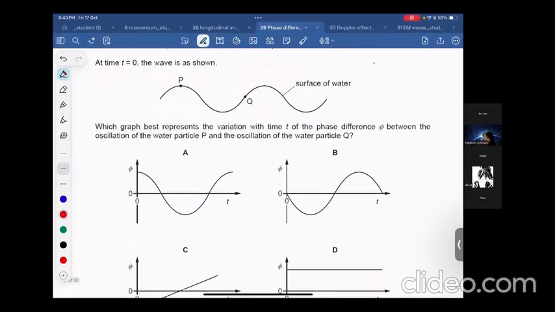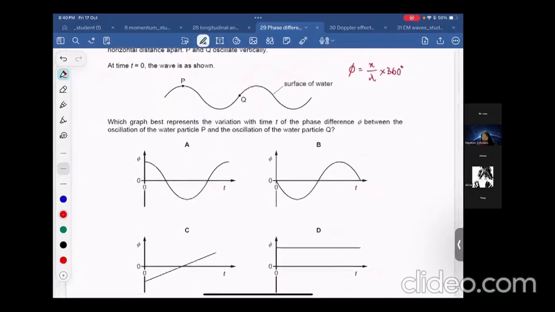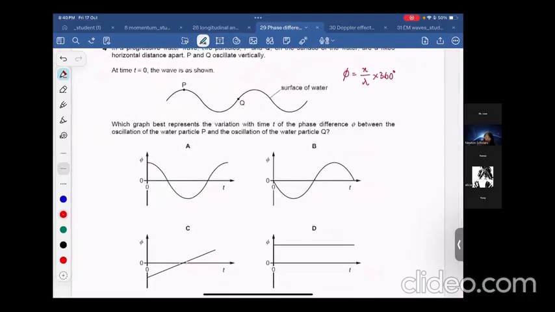Phase difference is actually how far they differ, divided by wavelength, times 360 degrees. This question is not easy, but let us see if any of you can get the answer. What do you think? X is the distance between these two. It's called X.